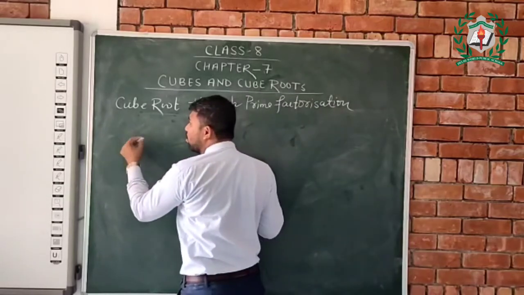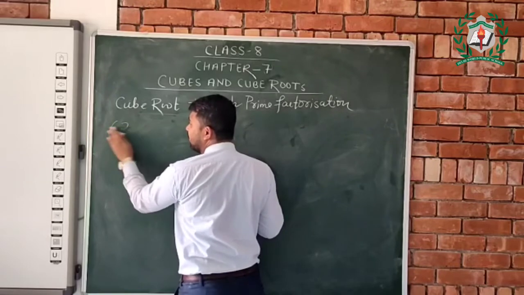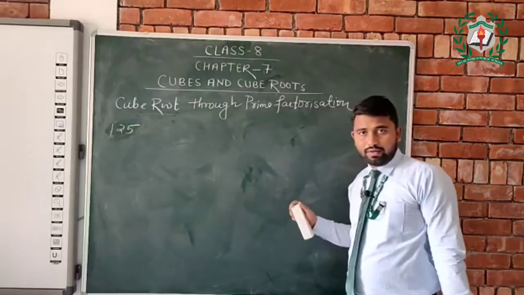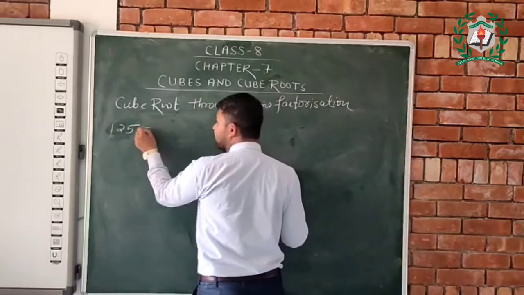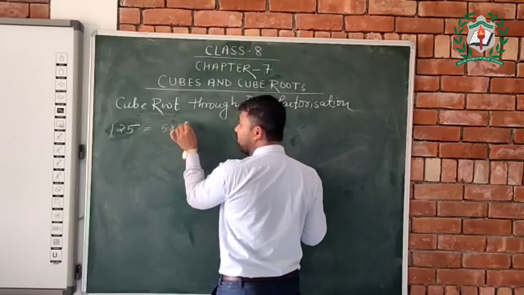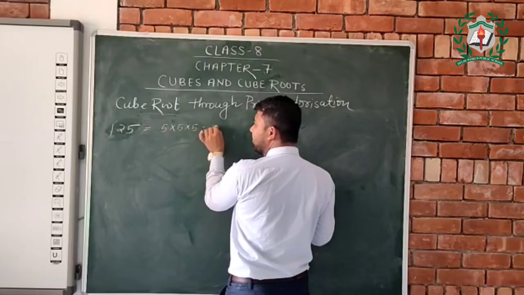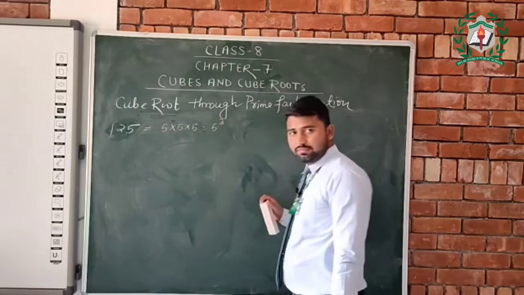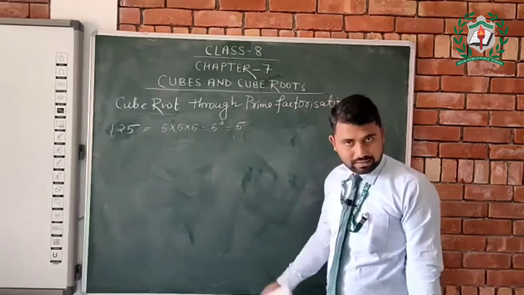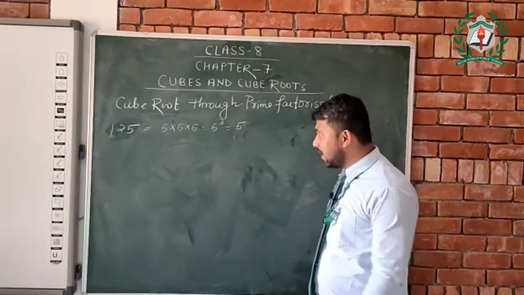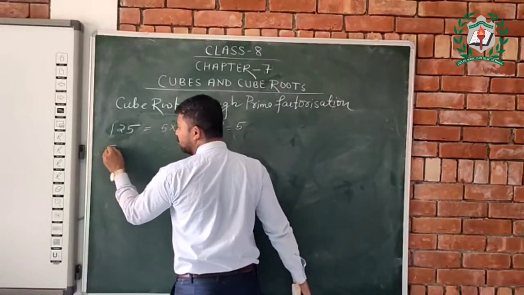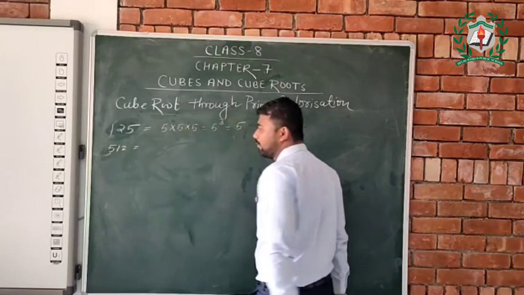For example, we want the cube root of 125. The prime factorization will be 5 into 5 into 5. That is 5 cube. The answer will be 5. Another example: the cube root of 512.